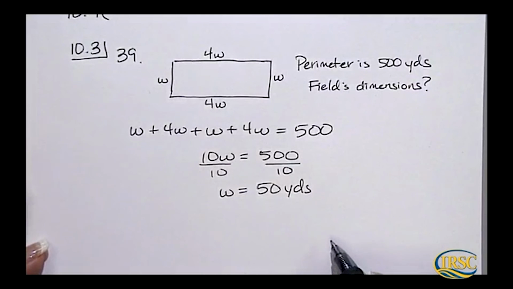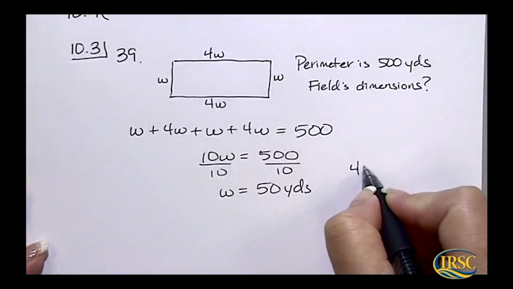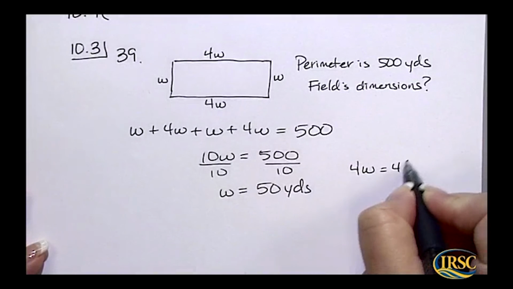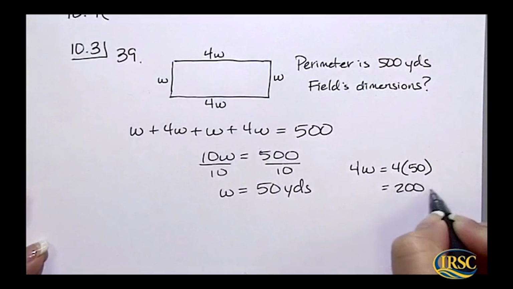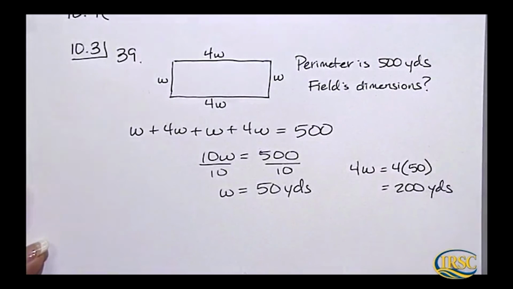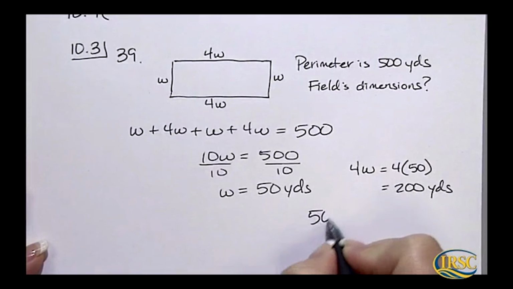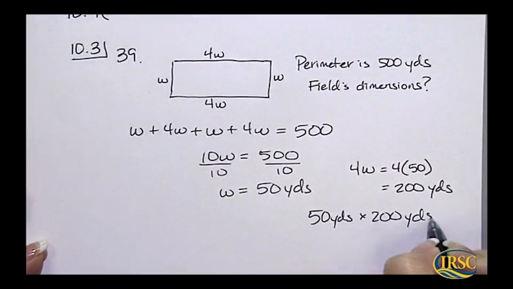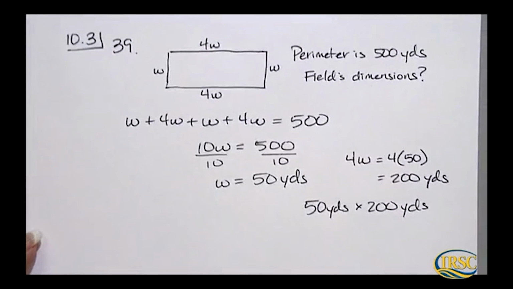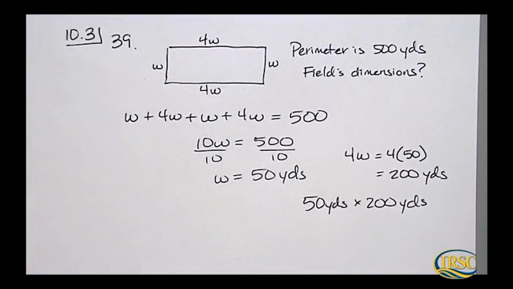And so then to find the other dimension, you plug 50 into 4W, which gives you 200 yards. So your dimensions are 50 yards by 200 yards. Any further questions on something like that?